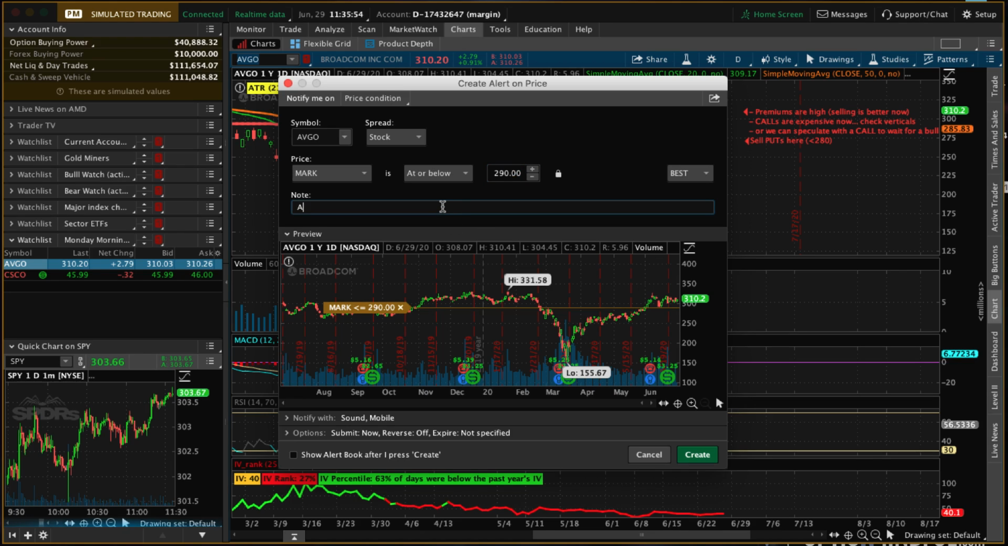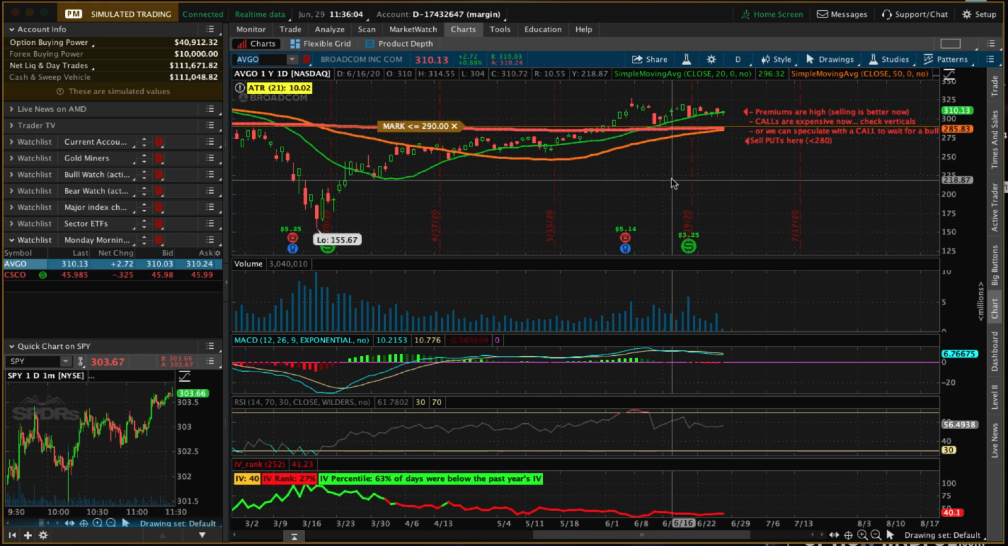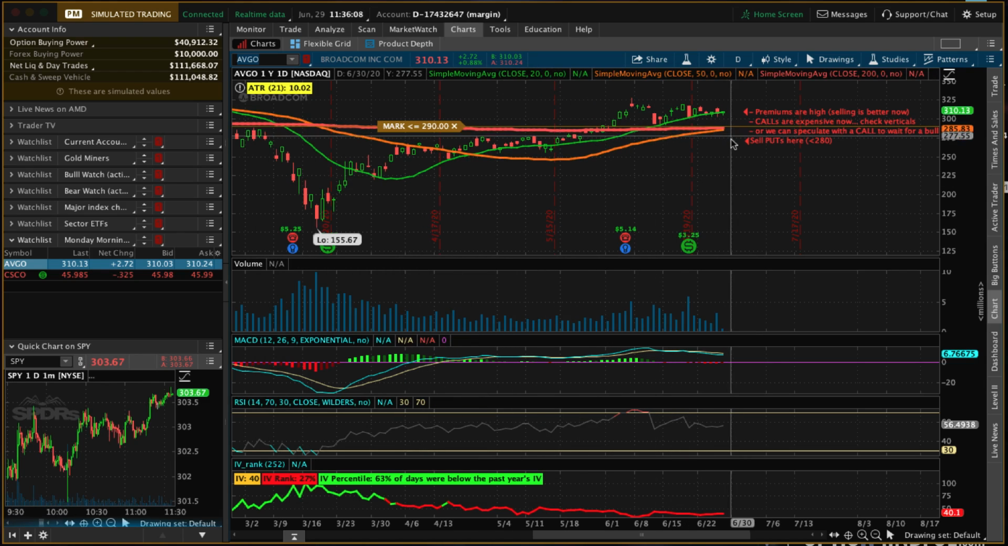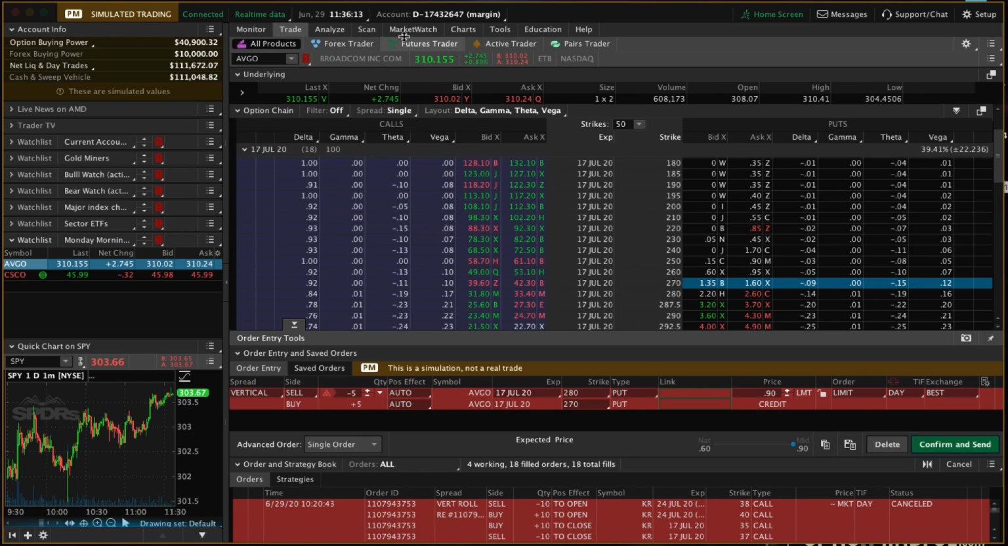So Broadcom close to or at SMA 200, and I'm just going to create this and wait for the price to get to that level and then react to it. But if it doesn't, then I'm great with this trade.